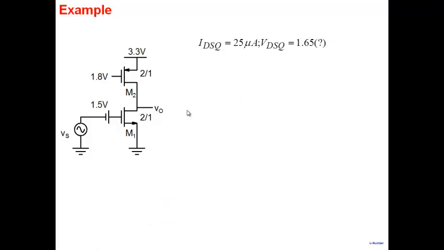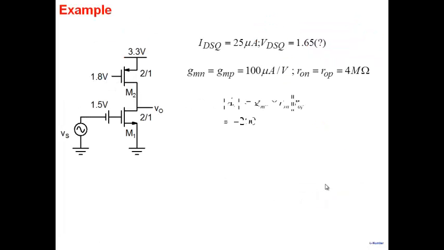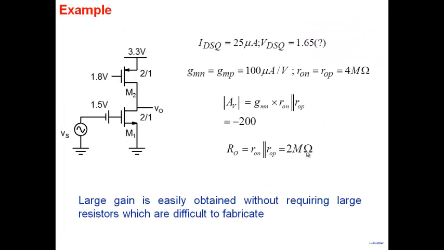If you go back to this particular thing, you see that this current gm1 vs is fixed, so the only way you can get high gain is by building a high resistance at this particular node. And so the price that you always have to pay for a large gain is the output resistance. Output resistance is the resistance looking from here, and it is nothing but the parallel combination. So that's the price that you have to pay, output resistance being very large.